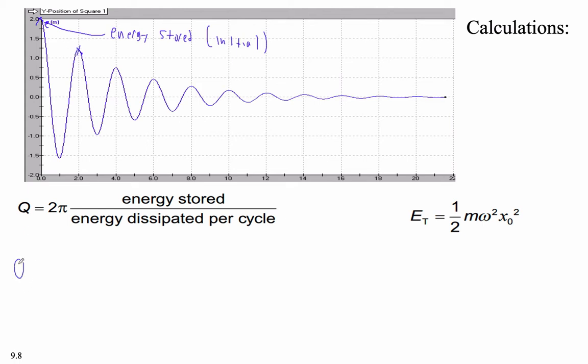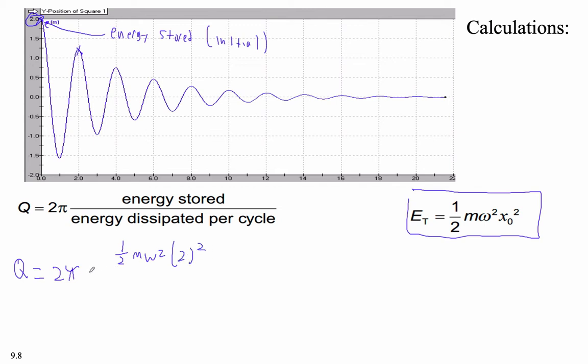We'd have to say, okay, Q is 2 pi, and remember this is our total energy, right? It's based on the mass and the omega and the x naught, right? Okay, but remember this is a ratio here, so some of these things are going to divide out. Notice that we don't know the mass, we don't know omega, although we could kind of figure it out, right? But we don't need it. I'll show you. Okay, so Q is 2 pi, and in the numerator we've got 1/2 m omega squared, and then our initial amplitude is 2. So I'm going to go 2 meters squared.